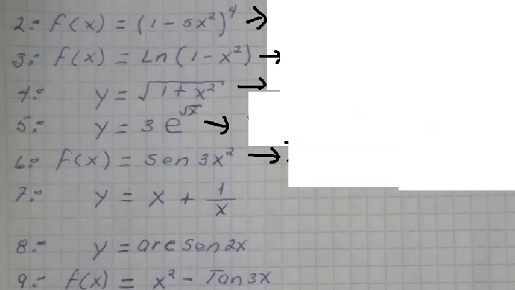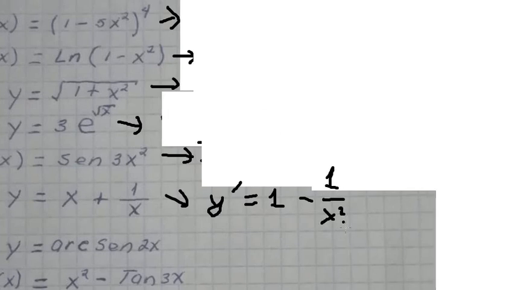Question number 7. The answer for the question in here. The first derivative of s is number 1. The first derivative of 1 over s is negative 1 over s squared. This is about power 2.